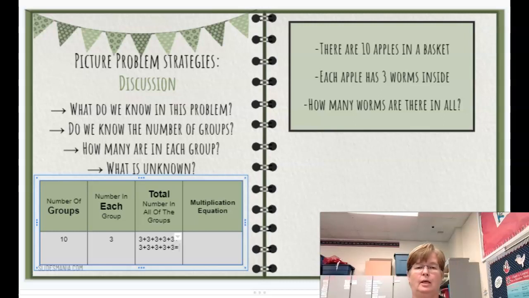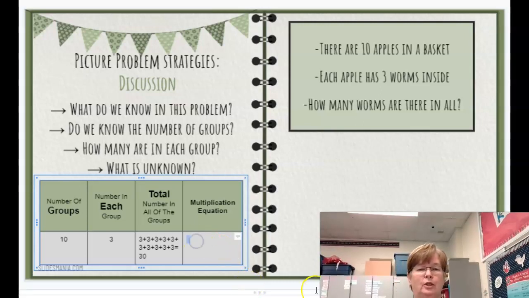Equals. Okay, so I have, count my threes, 1, 2, 3, 4, 5, 6, 7, 8, 9, 10. I have 10 threes. So now I'm going to count. Another way to count this would be skip counting. You're going to skip count 3 10 times. 3, 6, 9, 12, 15, 18, 21, 24, 27, 30. So the answer to my problem is 30.